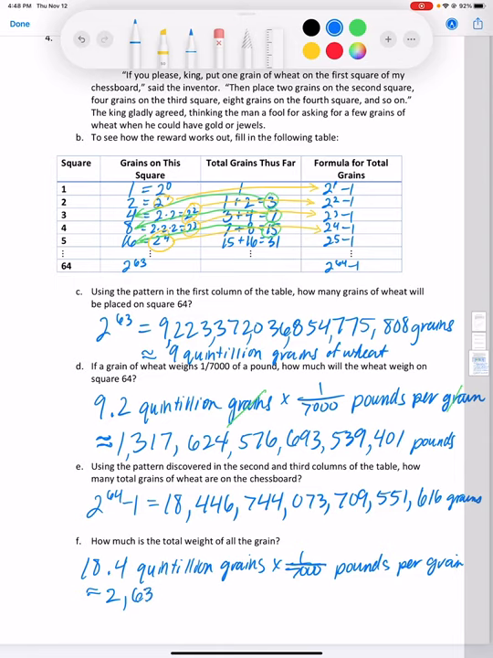2,635,249,153,387,078, and some change. Okay, so we have hundreds, thousands, millions, billions, trillions, quadrillions. Oh, that's a lot less than what I thought before for up here. I think I need to divide this number by 7,000 and not by 7. Okay, so it's 1,000 less.